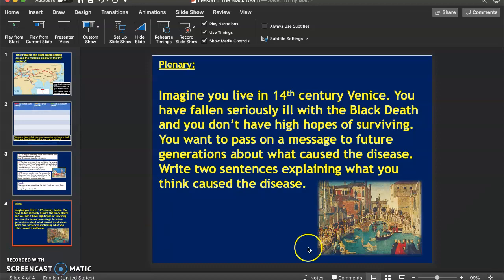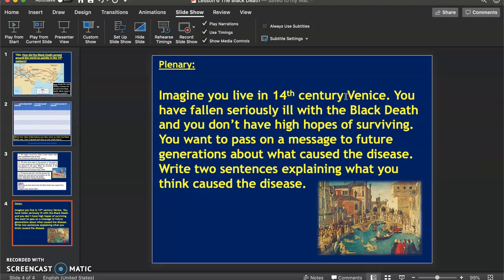Yeah? And this is the representation of Venice in the late 14th century. You can see there people literally crammed into these tiny avenues and these squares, packed onto these narrow bridges. Very, very easy for an airborne disease like the bubonic plague to spread, for the Black Death to spread quickly. So, a bit grim now. You're a person living in 14th century Venice. You've fallen seriously ill with the Black Death. You don't have high hopes of surviving.